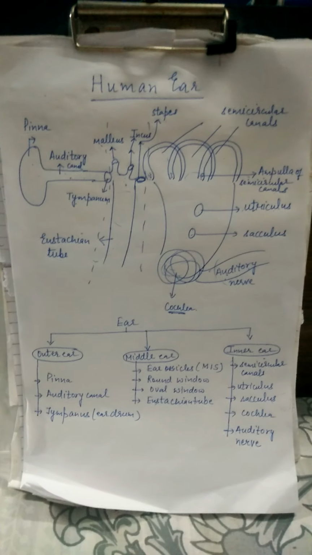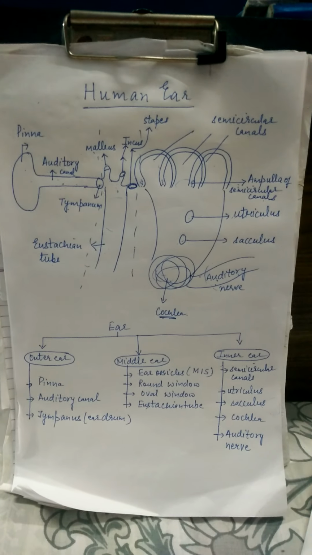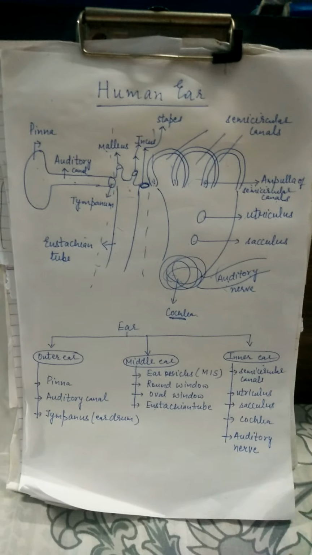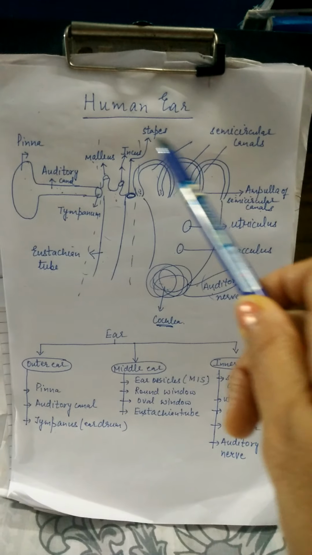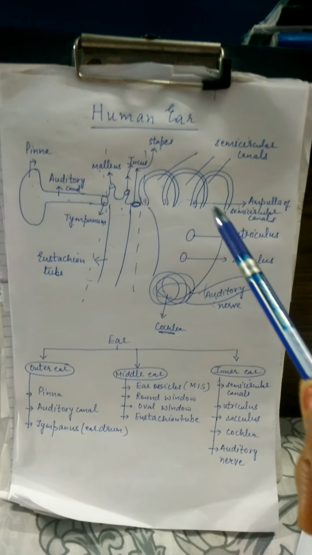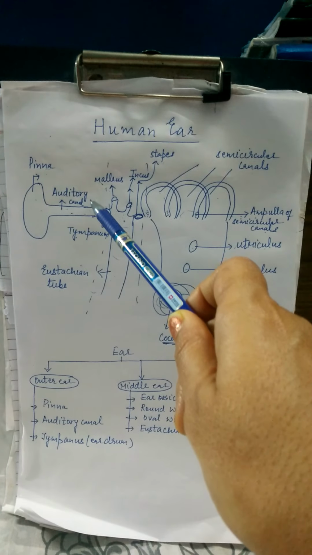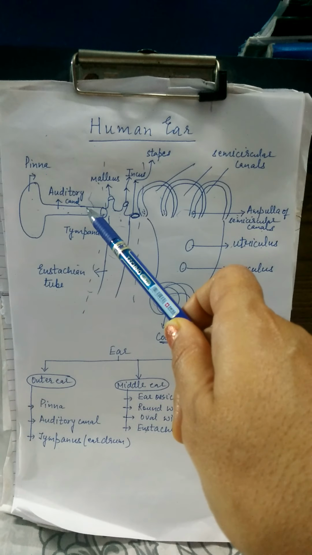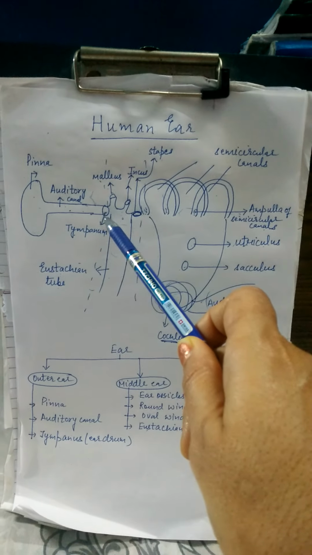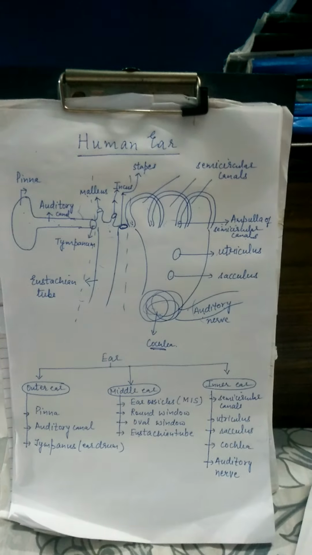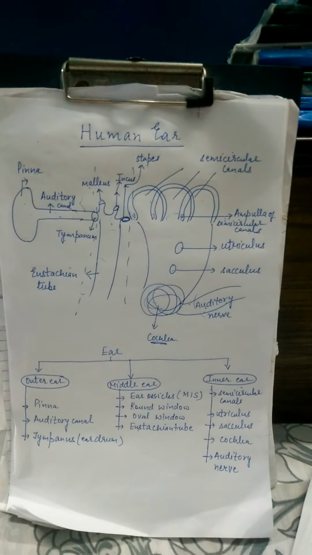Good morning, children. Today we will be dealing with the topic human ear. See, I have drawn before you the structure of the human ear. Now you can clearly see this is the pinna, auditory canal. This auditory canal is also known as ear canal. This is the tympanum. Beta, tympanum is also known as ear drum.